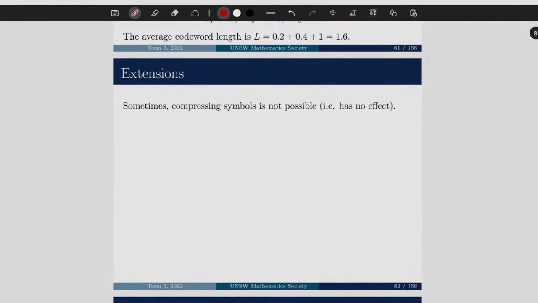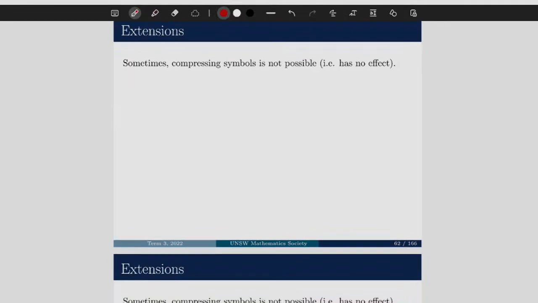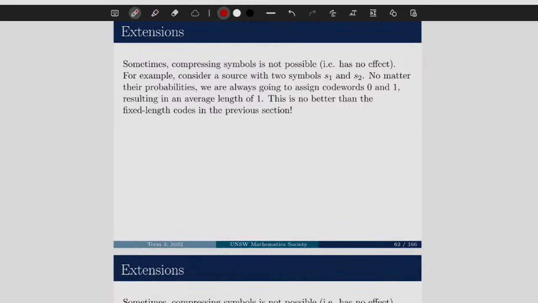So extensions. Sometimes compressing symbols is not possible, or it has no effect, right? This is where we bring forward extensions. So, if you want to think about compressing a symbol that isn't possible, consider a source with 2 symbols S1, S2. And with these 2 symbols, if it's 1, 0, A, B, whatever it is, we can always assign this as 0 and 1. And hence, no matter what combination I have of these, S2, S1, there's always a specific way to write that out. So it's always an average length of 1. And this is no better. This is absolutely no different to the fixed length codes that we were doing in chapter 2, right?